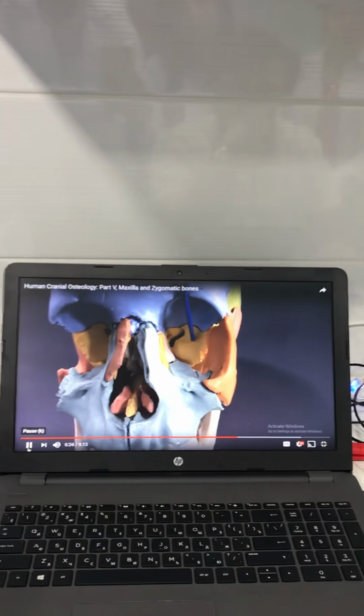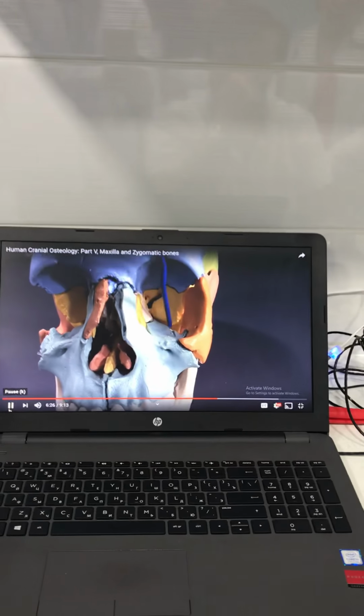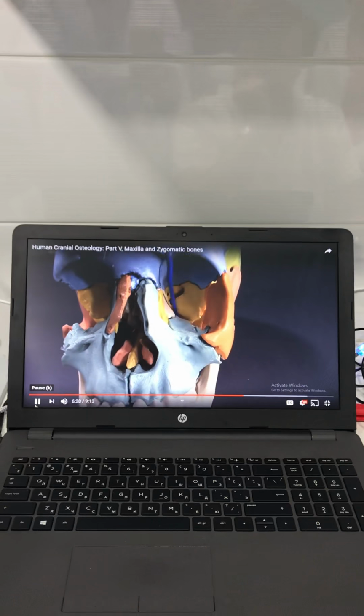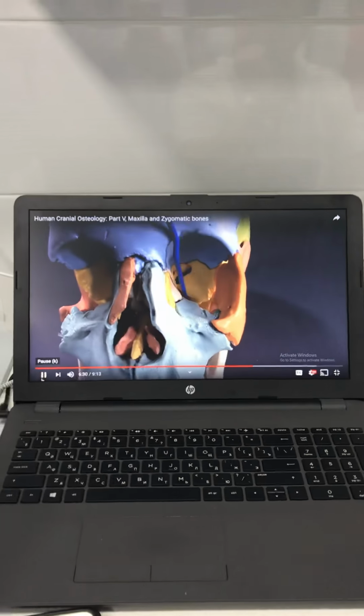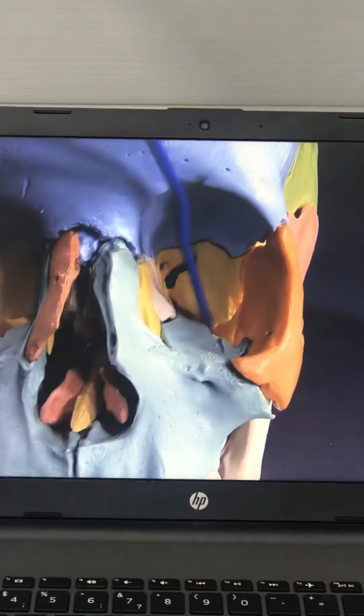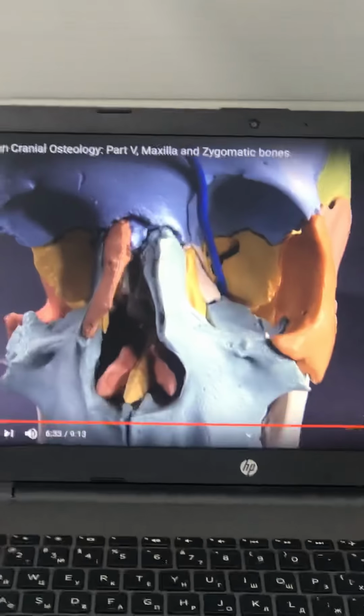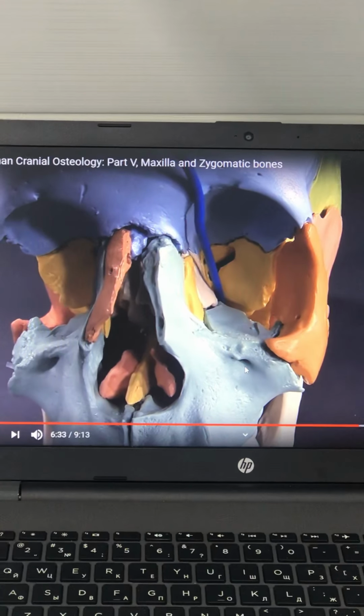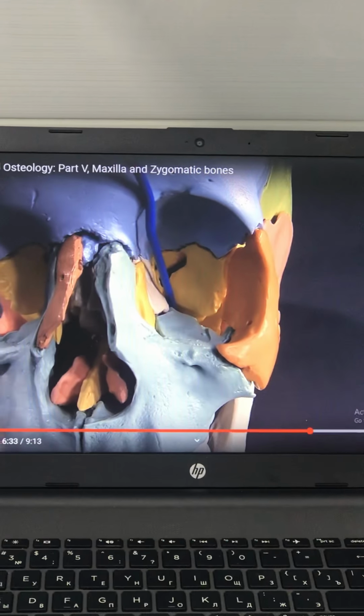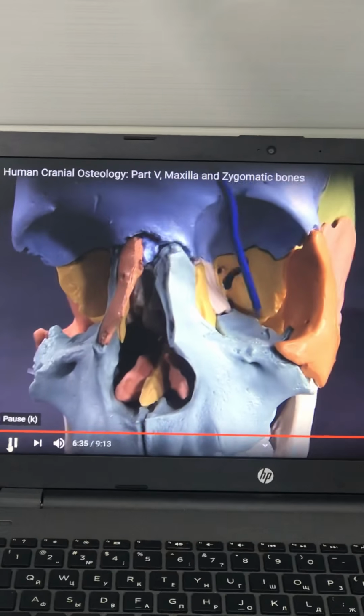There's no suture between the sphenoid and the maxilla here. What is this structure? The inferior orbital fissure. V2 goes through it. The nerve goes inside and comes from here. This one is called the inferior alveolar foramen. It's important, and we'll talk about that more.